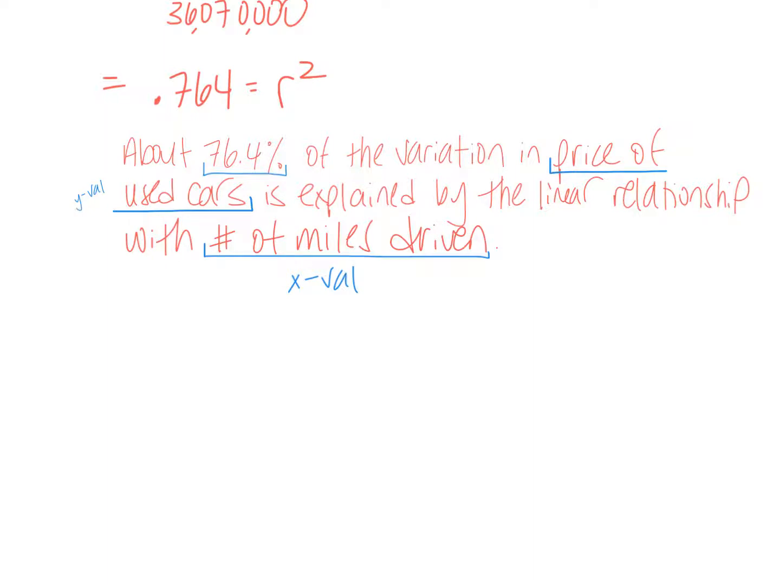Maybe was the car in an accident? Maybe how many years old is the car? What is the transmission like? What are the tires like? All kinds of other stuff plays into it. But 76.4% of the variation is explained by the linear relationship, just taking into account the number of miles driven.